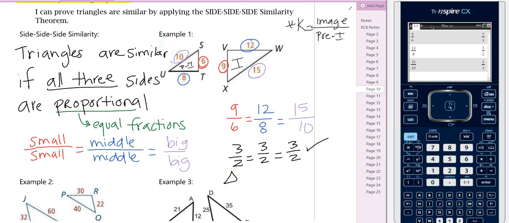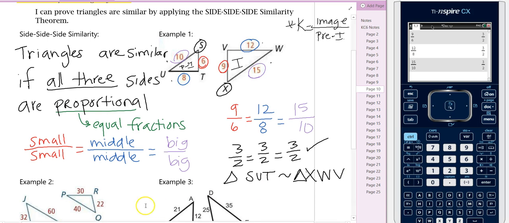So my similarity statement then would be, if I'm just going to go in any order, I'm going to say triangle SUT is similar to triangle. If I said S first, S is in between my small side and my big side, so small side and big side would be X. Then I said U, and U is between middle and small, so middle and small would be W. And T would be my last letter, and the only other letter that I did not use on this side would be B.